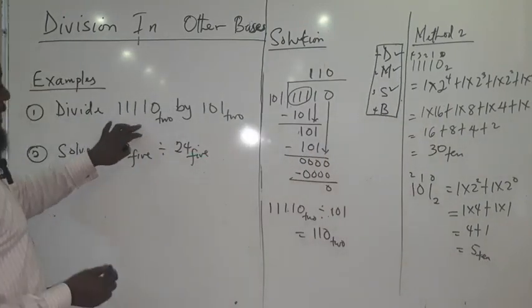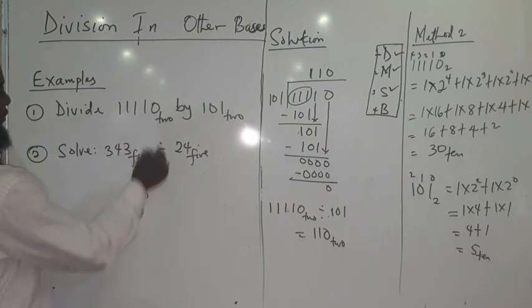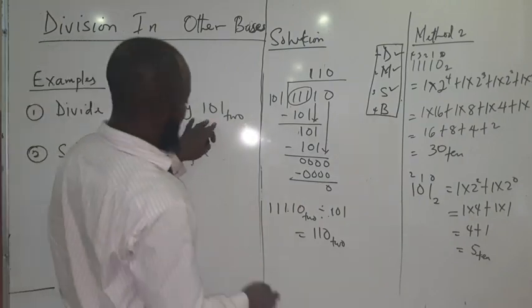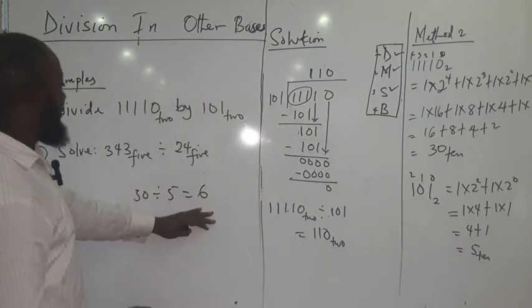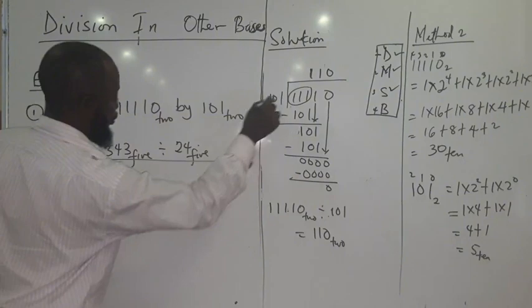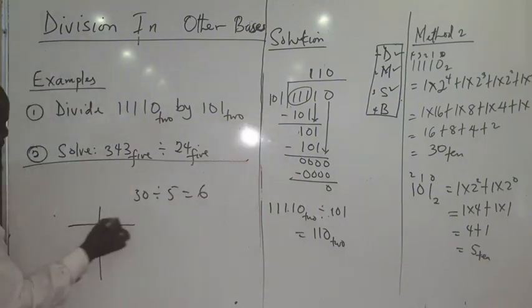So this one gives us 30, divided by this one that gives us 5. And that gives you 6. So it is this 6 that we're going to convert to base 2. So we have 2 here, 6.